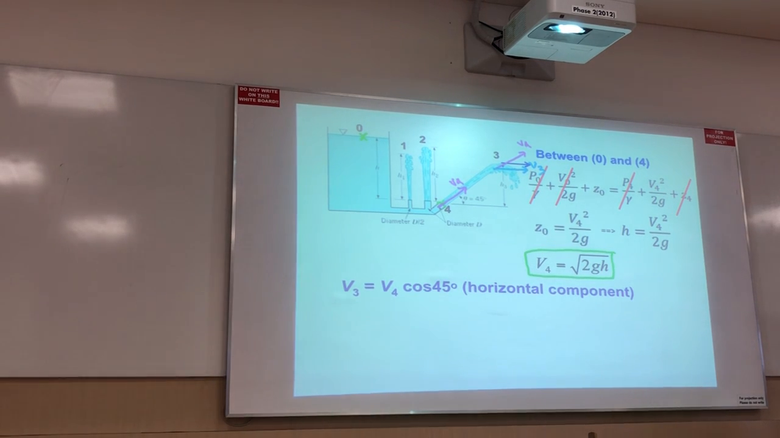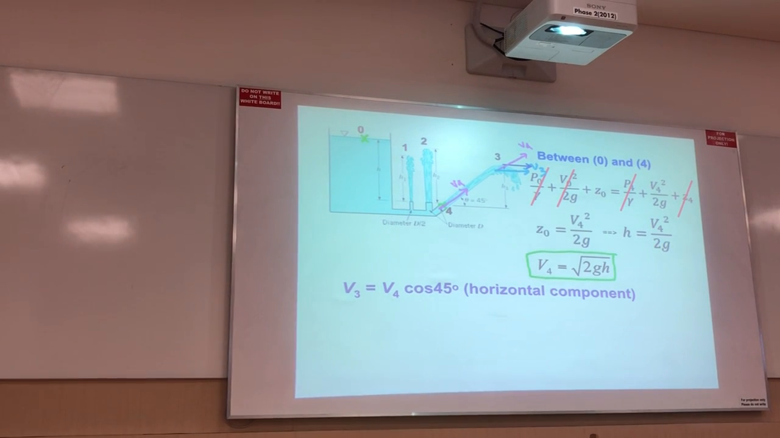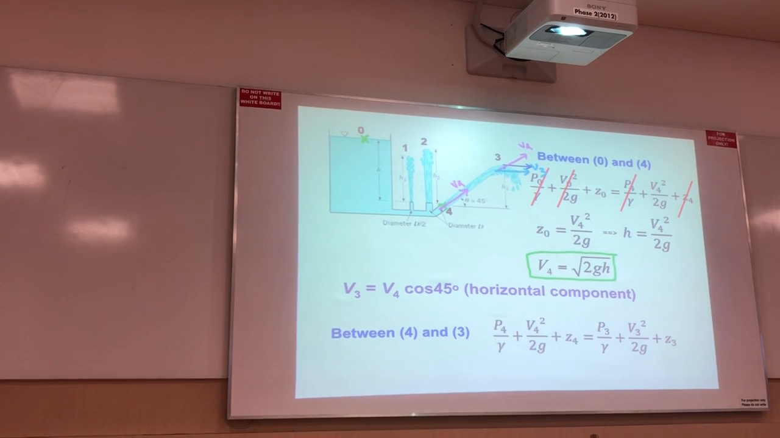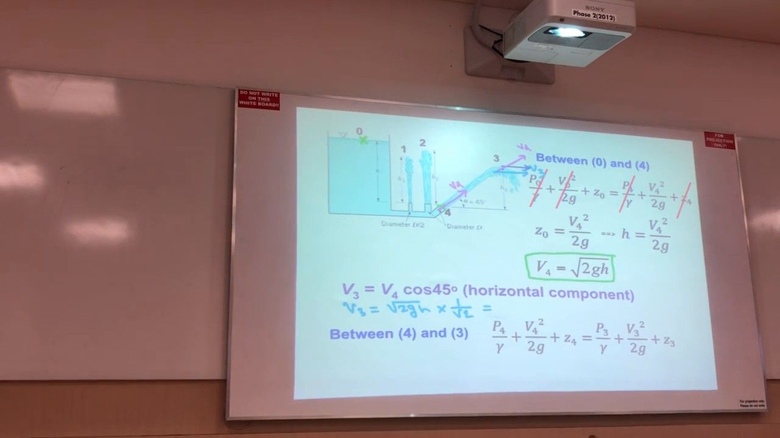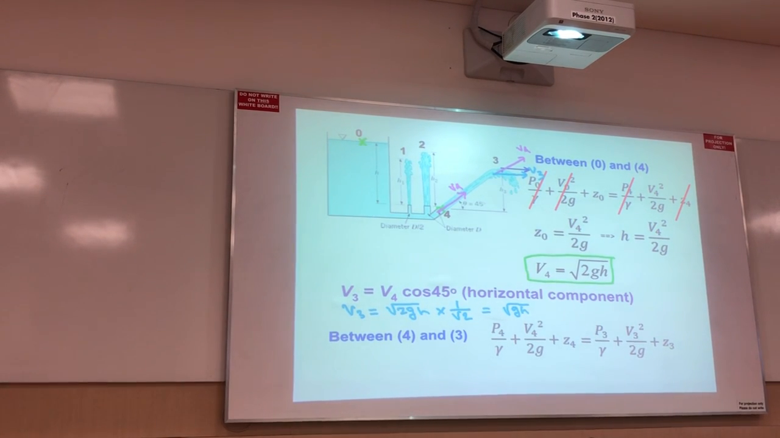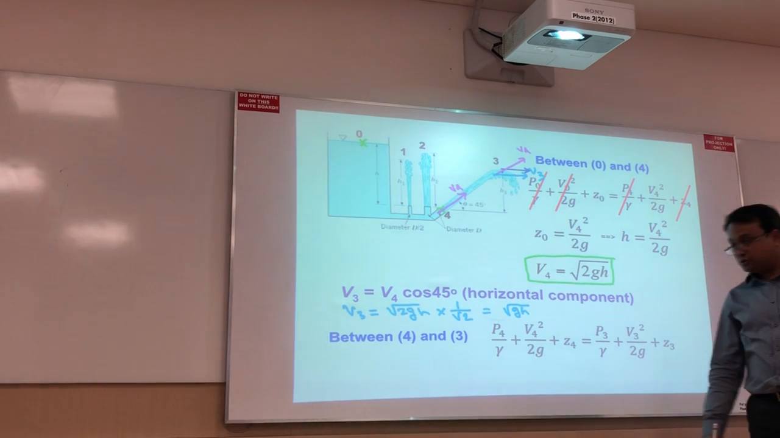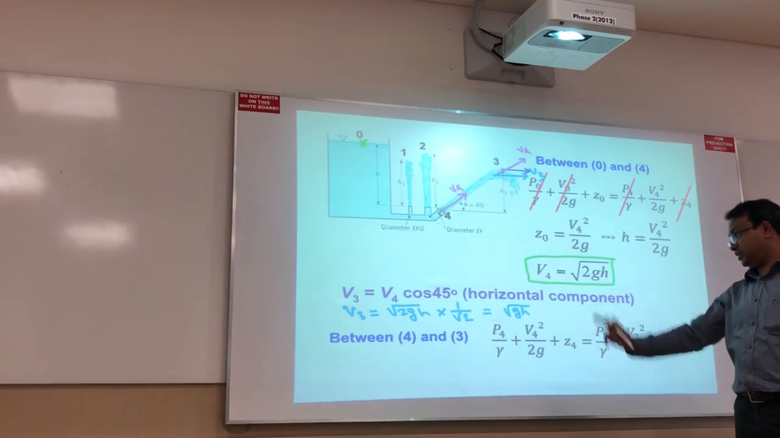Right? Then what is cos 45 degree? V4 is root 2gh. Cos 45 is 1 by root 2. Right? So now I'm going to substitute the number. Then I can do this here also, no problem. V3 becomes, V4 is root 2gh. Cos 45 is 1 over root 2. Am I right? Then V3 becomes root gh. Right, cos 45 is 1 over root 2 and root 2gh, so root over gh is V3.